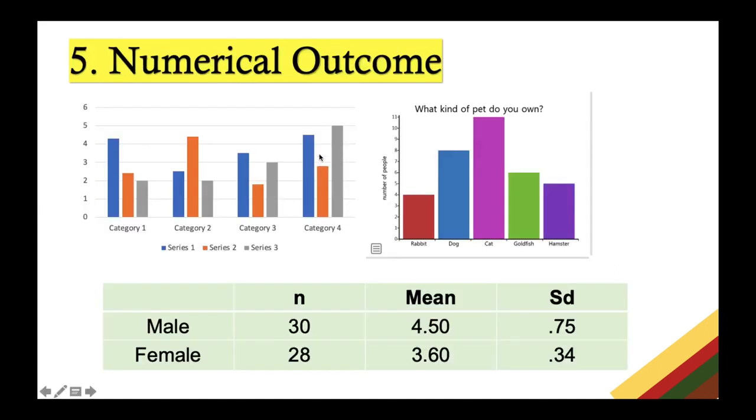Number 5, numerical outcome. Unlike in qualitative research, where they extract illustrative phrases or significant statements from the series of interviews, here you will not see any illustrative phrases or statements from the target respondents, because the data will be presented mathematically, in either graphical or tabular presentation.